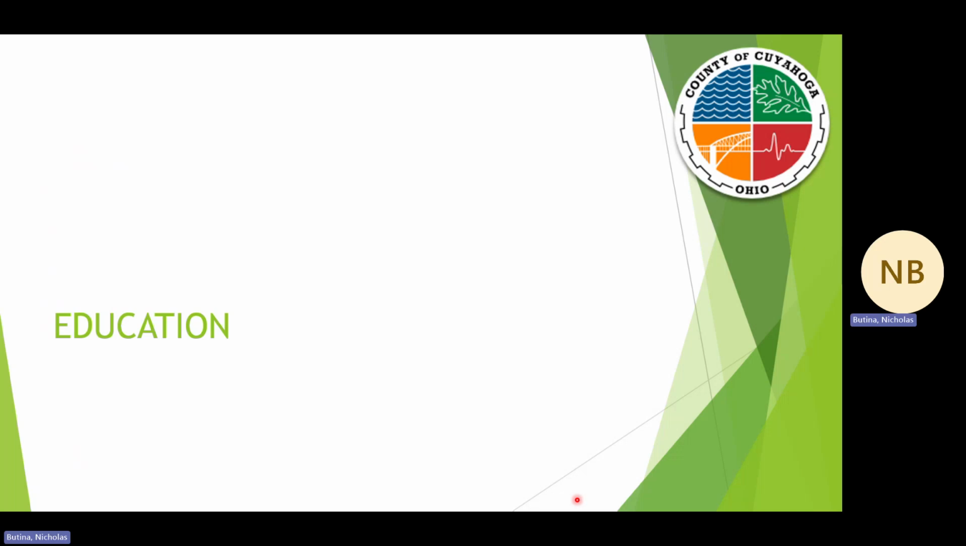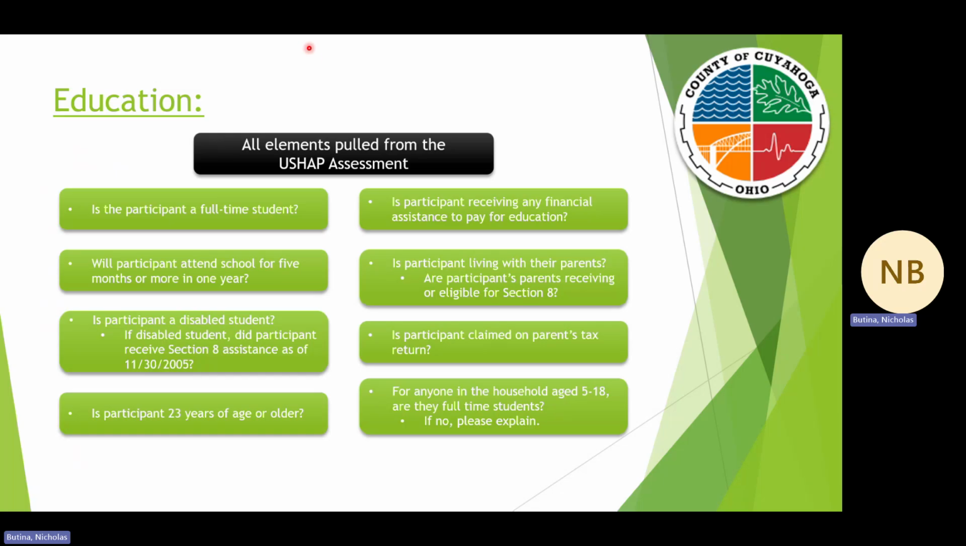Next, education questions are asked to determine if someone is eligible through some education exemptions. So the questions about education on the USHAP are, is the person a full-time student? Will they attend school for 5 months or more in 1 year? Are they a disabled student? If they are, did they receive Section 8 as of 11/30 of 2005?